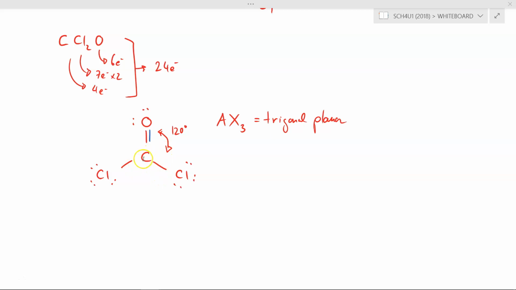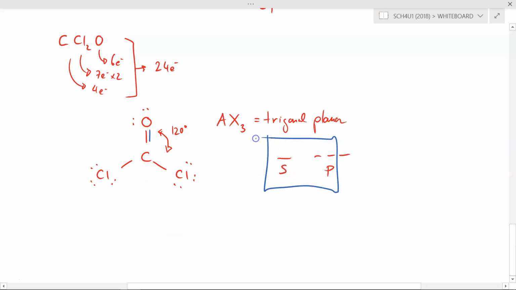Looking at the central atom, we see there are 1, 2, 3 regions where electrons are going to hang around. Again, we don't care if it's a double bond or single bond. VSEPR does not differentiate. 3 regions of electron density, so we need 3 hybrid orbitals. If we need 3 hybrid orbitals, we need to hybridize 3 orbitals. So I'm going to hybridize these 3.